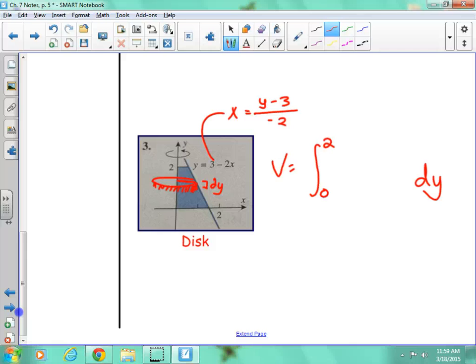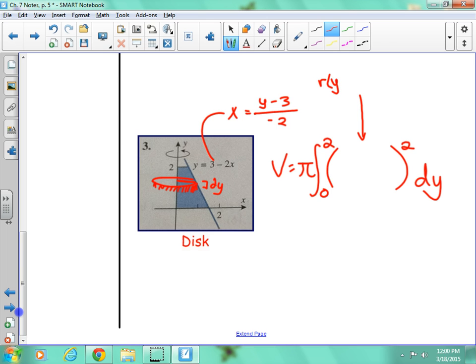The function. Wait, we're forgetting something kind of important. Starts with a P and ends with an I. There you go, pi. Now I need the function. Wait, don't say that. I don't need the function, I need the radius. Why? Because it's pi r squared. So I need the function technically of the radius.